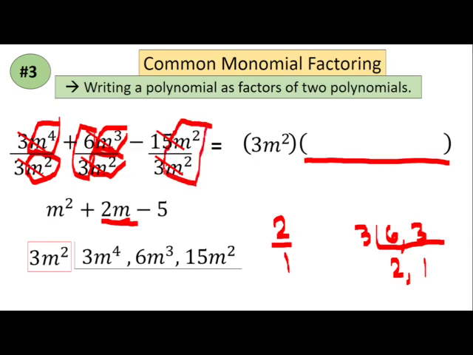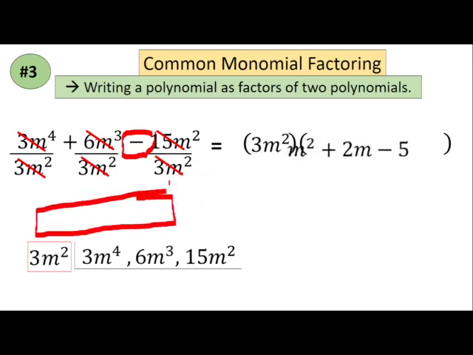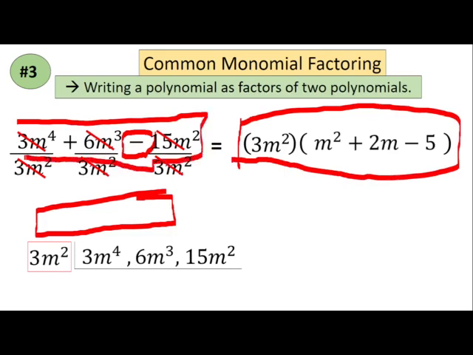15 and 3, simplify them together na lang. It will be 5 over 1, or kahit wala na siya. Pero remember, the operation here is subtraction. That is why you have here a negative there. Just as that, now have the simplest form and factored form of our polynomial 3m to the 4th power plus 6m cubed minus 15m squared.